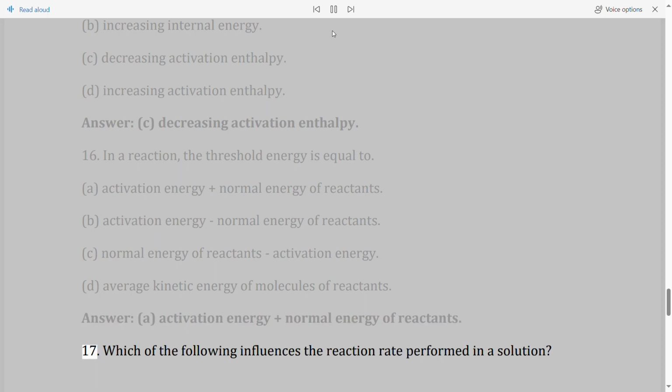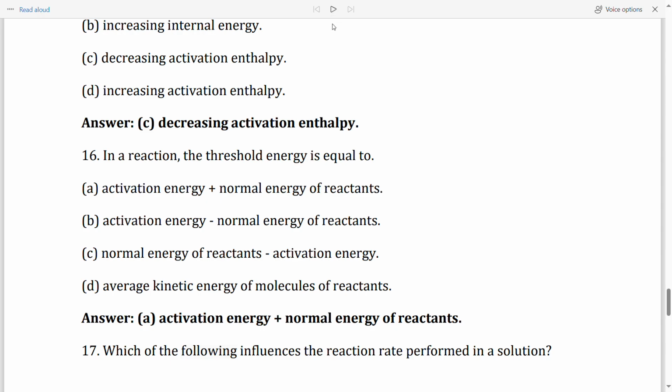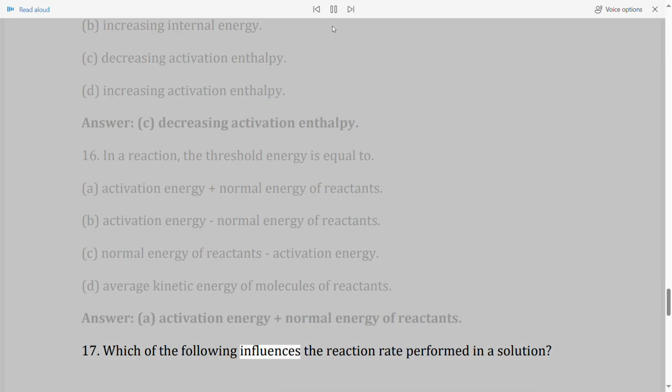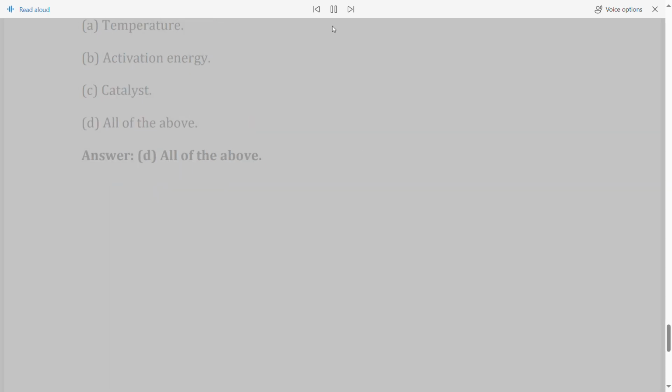18. Which of the following influences the reaction rate performed in a solution? A. Temperature, B. Activation energy, C. Catalyst, D. All of the above. Answer D. All of the above.